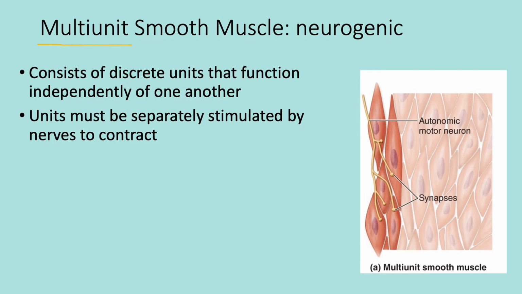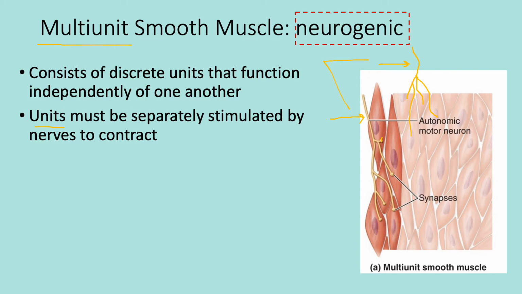So we see here we have one motor unit. We have this incoming nerve going to this clustering of smooth muscle cells, innervating them. And then let's say we have another nerve coming in here, and it innervates another cluster of smooth muscle cells. So this would be another unit. So we say that these are multi-unit. And those units have to be separately stimulated in order to contract. And we say that they are neurogenic. And when we say neurogenic, that means that the contraction occurs in response to stimulation by nerves.